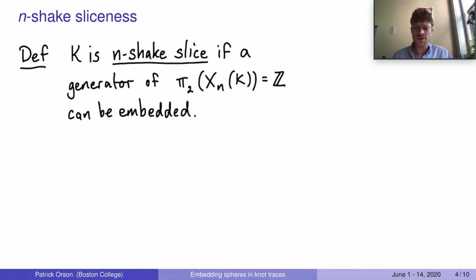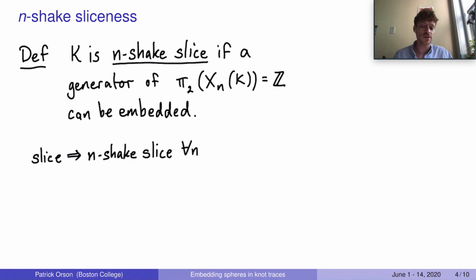Maybe the first thing you can think about is that if a knot is slice in the topological category or the smooth category, then it's n-shake slice in those respective categories for all n. And that's pretty easy to see, actually.